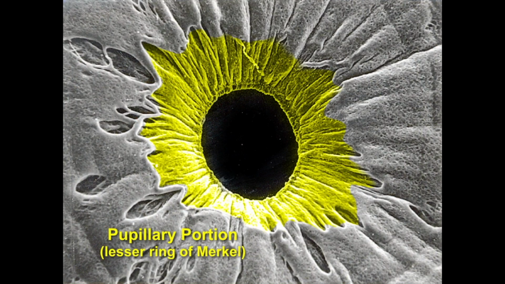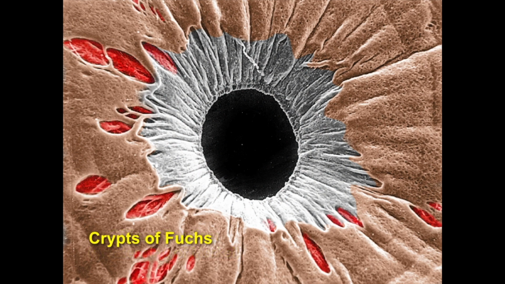The thinner central part of the iris, delimited by the collarette, is called the pupillary portion. It is formed by resorption of the embryonic pupillary membrane. The more peripheral part of the iris is called the ciliary portion. Crypts of Fuchs are radially oriented oval or diamond-shaped defects in the anterior iris stroma.